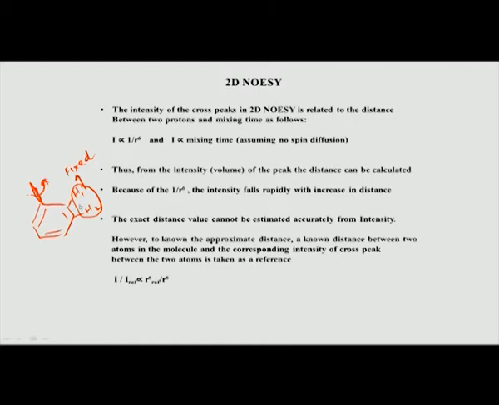Suppose now I have two unknown atoms whose distance I want to calculate, but I know only the intensity, I do not know the distance. So, you can see here for a fixed reference moiety like this, I know R. Now, for the unknown case, I know I from the NOESY spectrum, but I do not know R. That R is what I want to calculate.